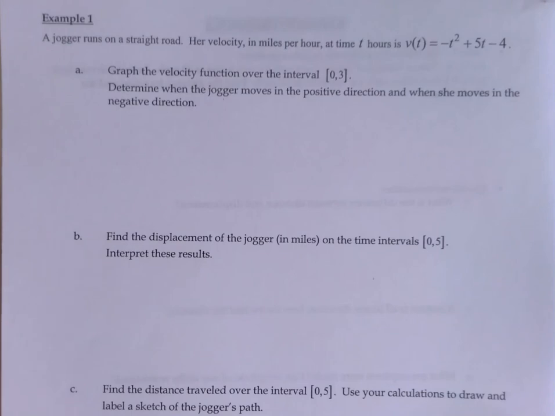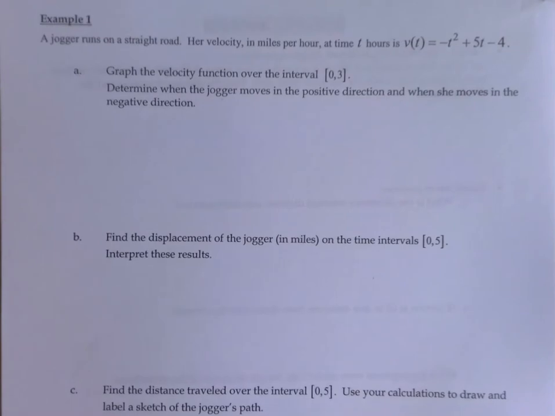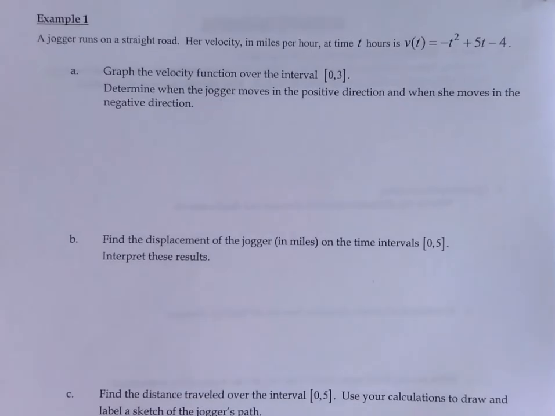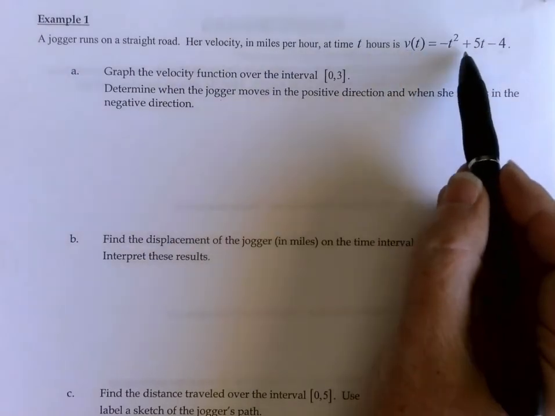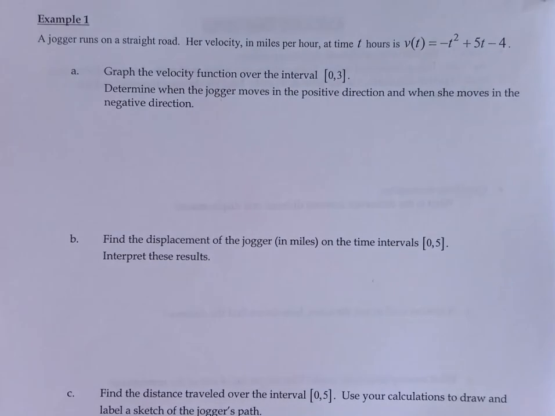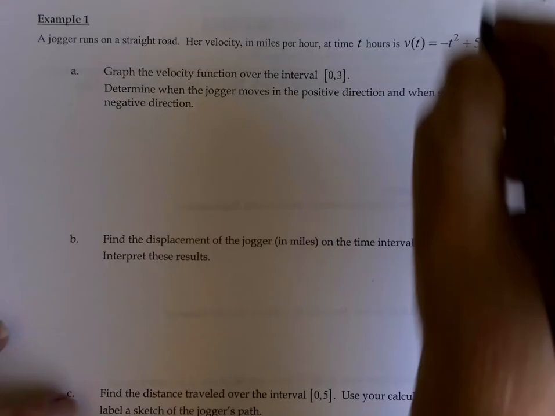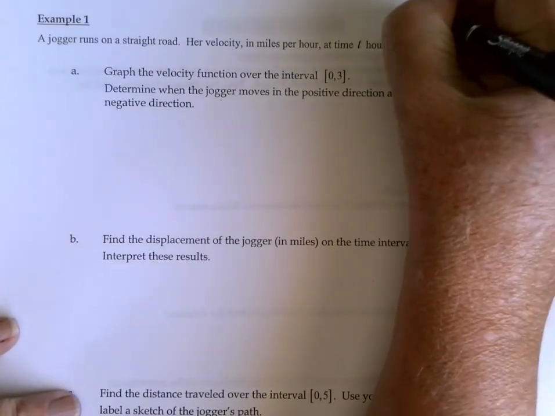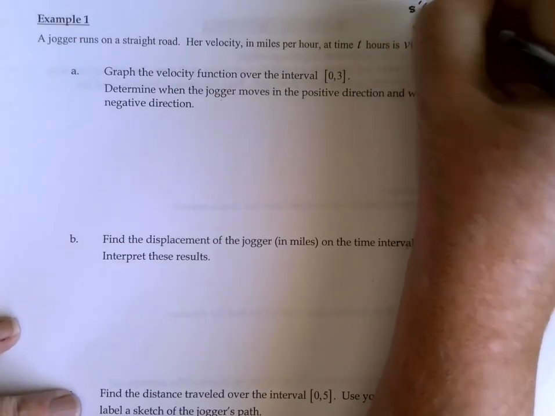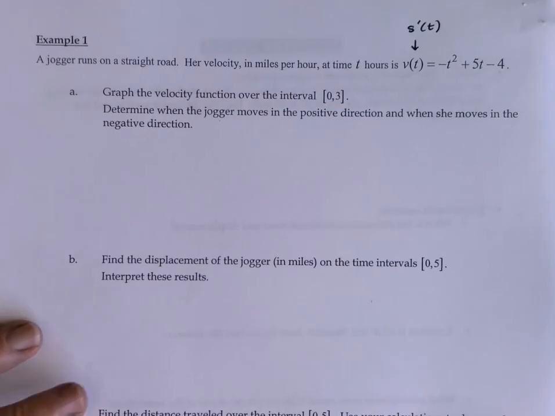All right, so in this example 1, we have a jogger running on a straight road. A jogger runs on a straight road. Her velocity in miles per hour at time t hours is given by v of t equals negative t squared plus 5t minus 4. And in this case, notice that's already v, so this is already s prime. We don't have to figure out the derivative for ourselves. We were basically given it.